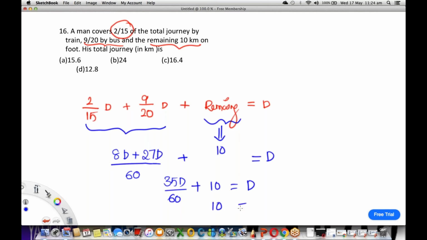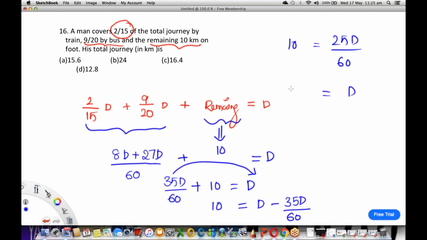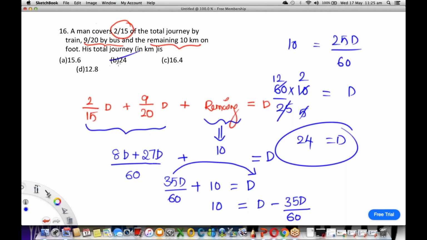So what is the value of d now? Bring this 35d to this side. So d minus 35d divided by 60 gives a result of 25d by 60. So I want to find out the value of d. Now if you bring that to this side, we can write it as 60 by 25 into 10. I can easily say that 5 fives, and 5 twelves, 12 into 2 is nothing but 24. So the distance traveled will be equal to 24 kilometers.